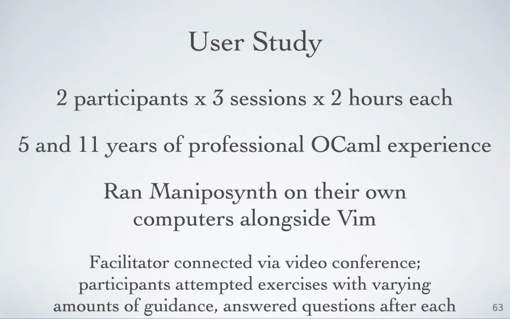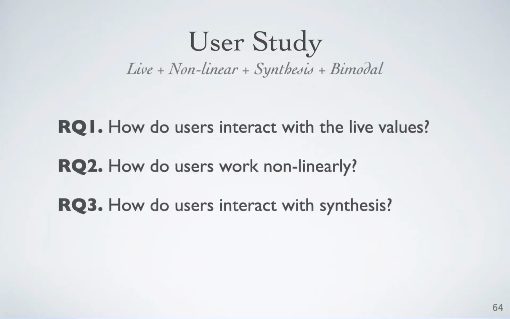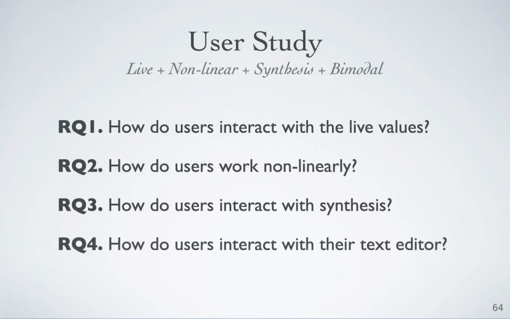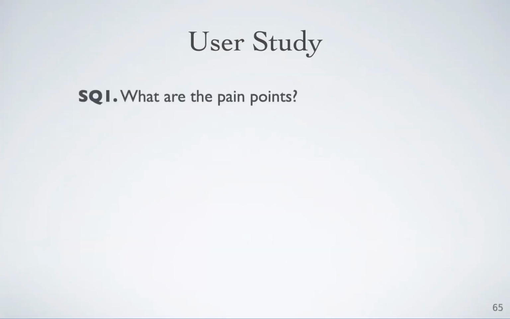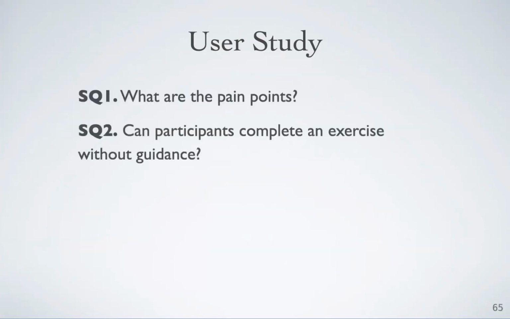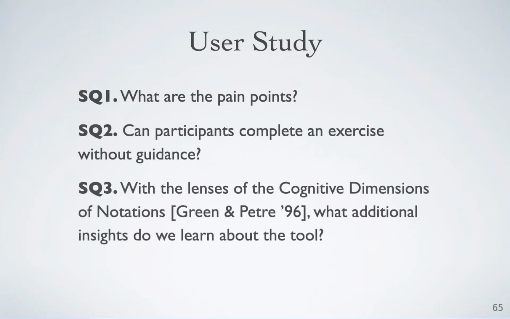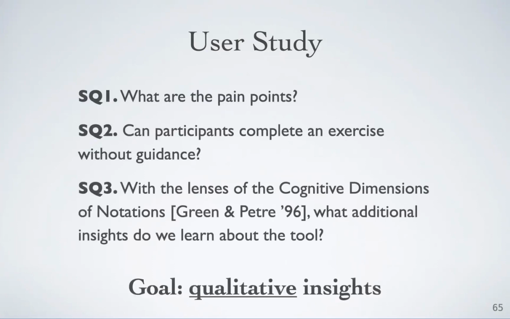Varying amounts of guidance. We did want to see how they interact with the live values. Do they work non-linearly? Do they interact with synthesis well? How do they interact with their text editor? Are there pain points? Can they complete an exercise without guidance? And are there any other qualitative insights that we gain from using the cognitive dimensions of notations framework?